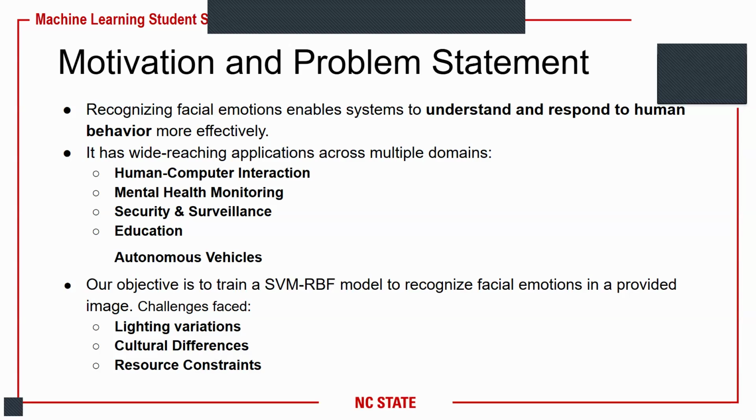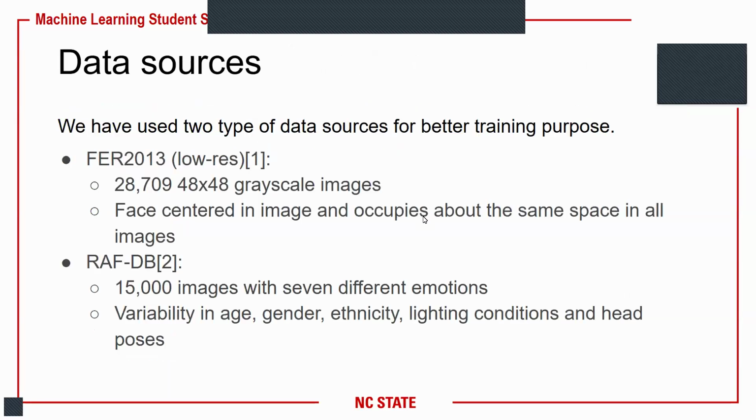currently happening. Our objective was to train an SVM-RBF model, which stands for Support Vector Machine with Radial Basis Function. We wanted to train such a model in order to recognize facial emotions provided in a given image. So if I provide the image or if I show it in real time, it should be able to recognize what the person is thinking. There are a few challenges here, like lighting variations, cultural differences, and resource constraints. So we had to do everything while managing these constraints and challenges.